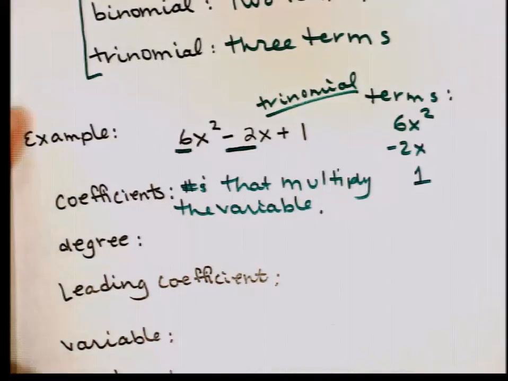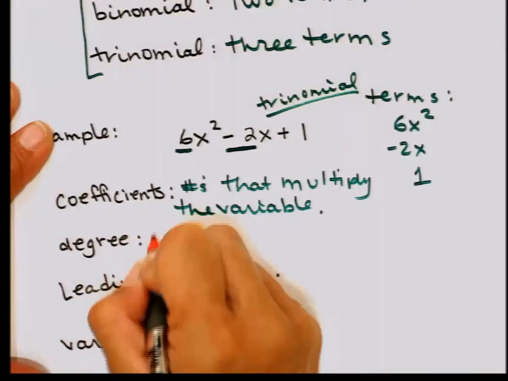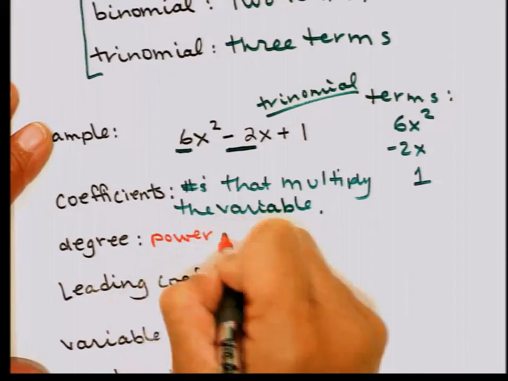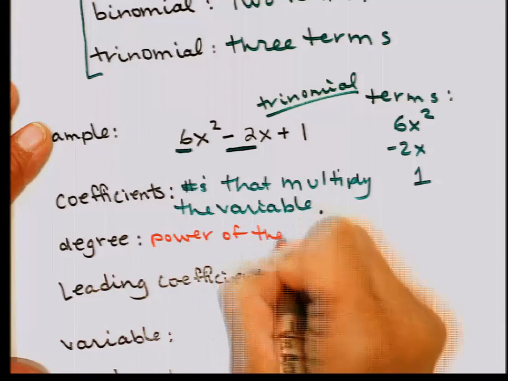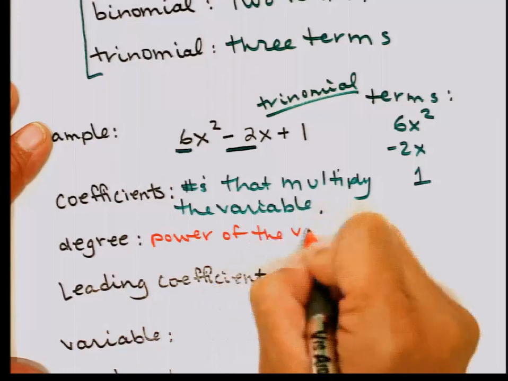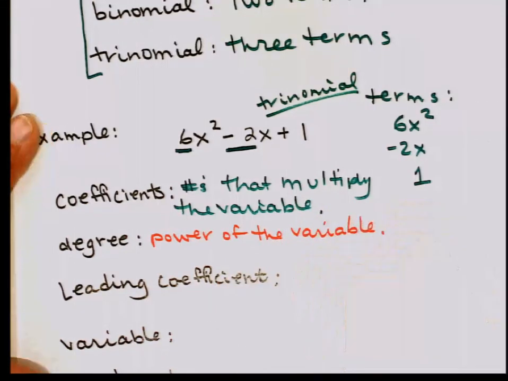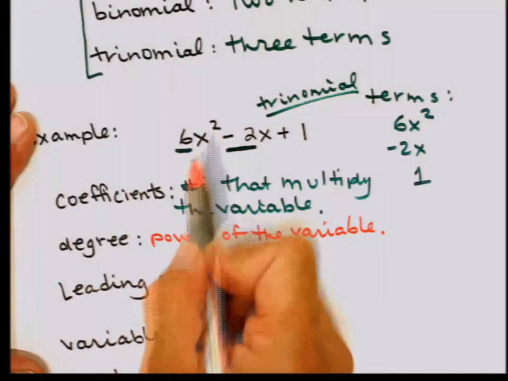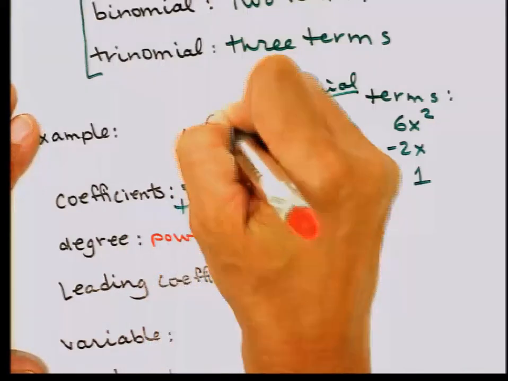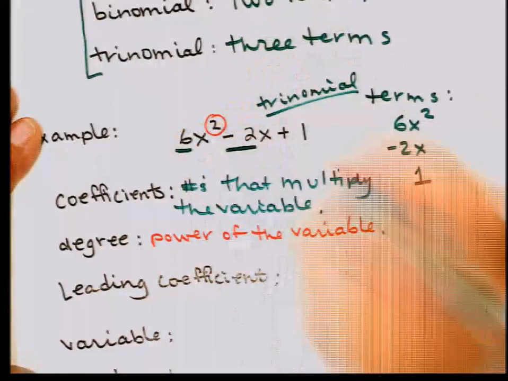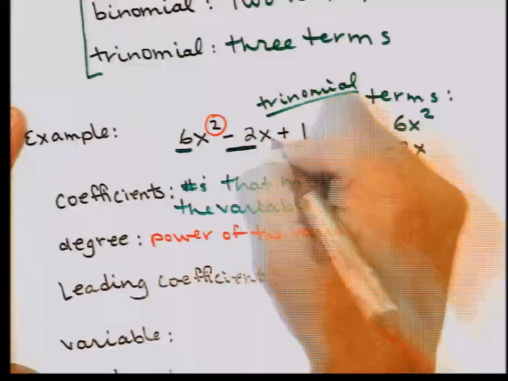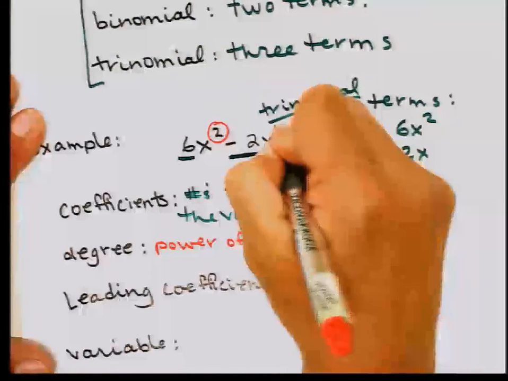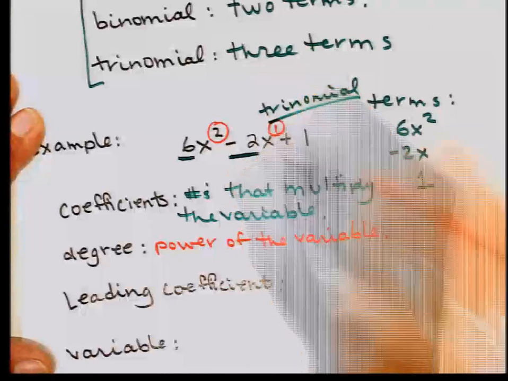Degree talks about the power of the variable. Okay. So this term here, 6x to the second, its degree is 2. And for negative 2x, okay, it's not written there, so what's its degree? Right? There's a 1 that's understood.